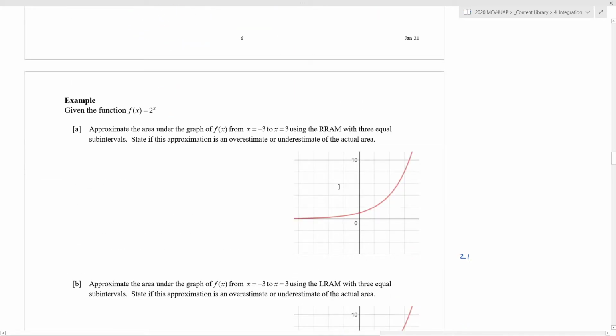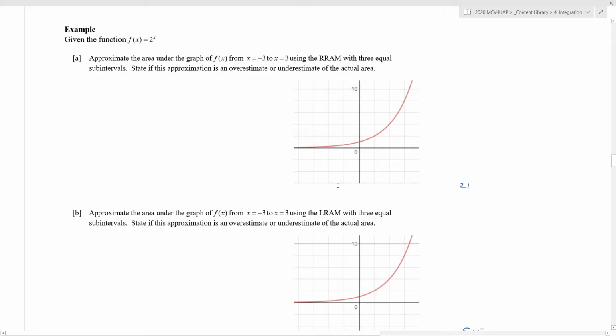Okay, the next example. Now, instead of being given a graph, you might be given a function, and in this case, I've kept it simple. Y equals, or f of x equals 2 to the x, okay? And we want to approximate the area under the graph from -3 to 3. Part A says using RRAM. So we're using RRAM with 3 equal subintervals.